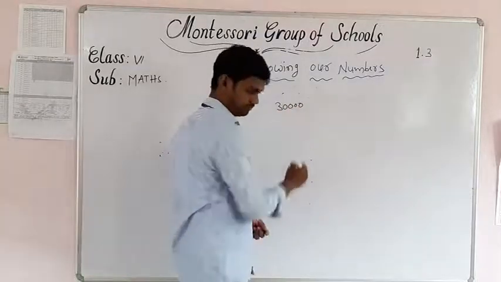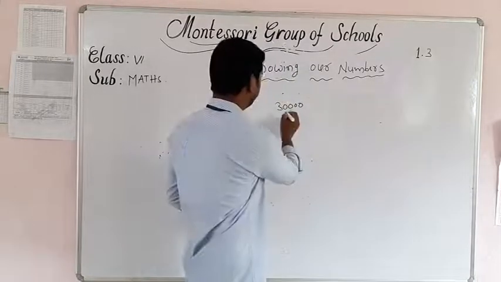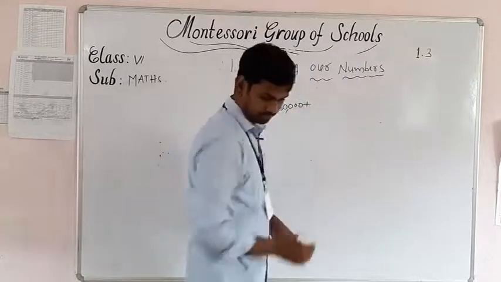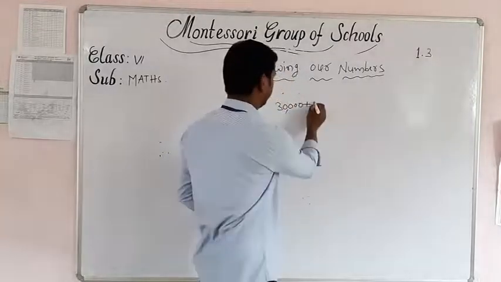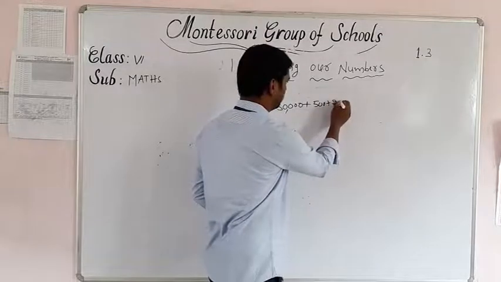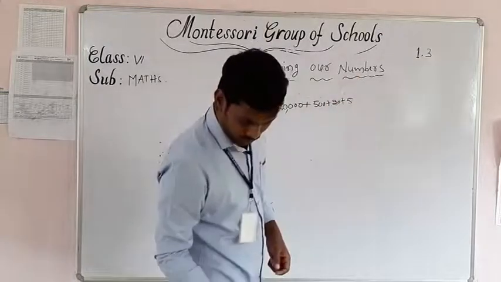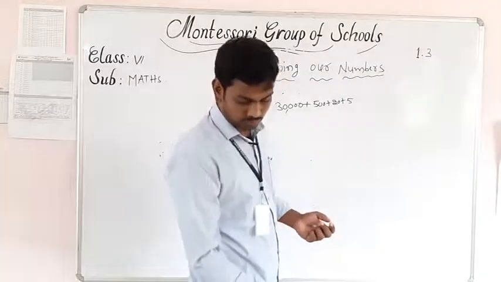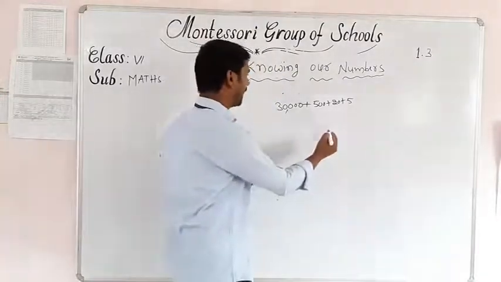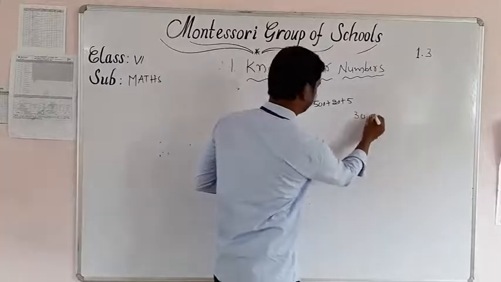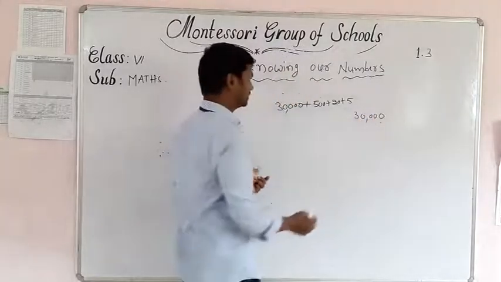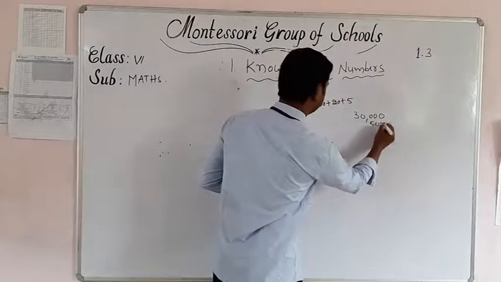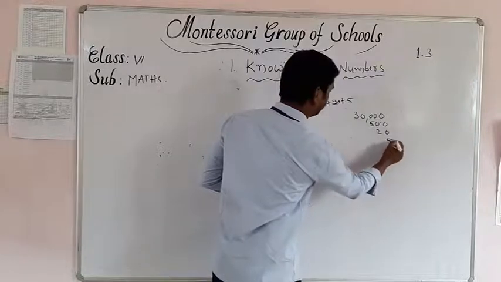So they have given 30,000 plus 500 plus 20 plus 5. Write the numbers in short form. Short form means you just have to add. First write 30,000, next 500, next 20, next 5.